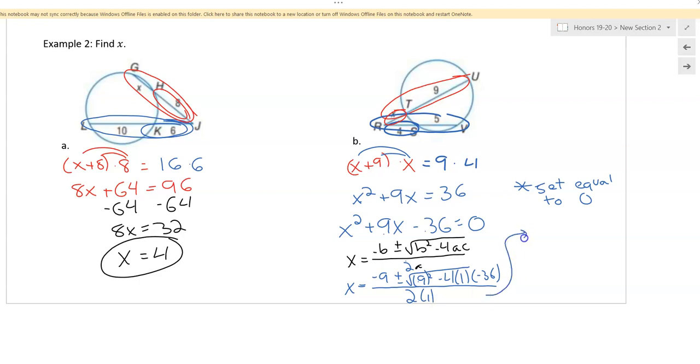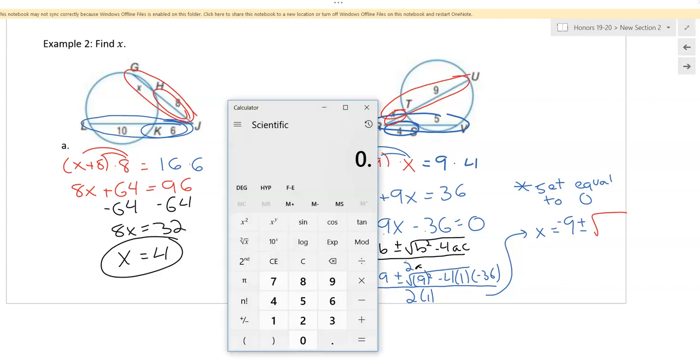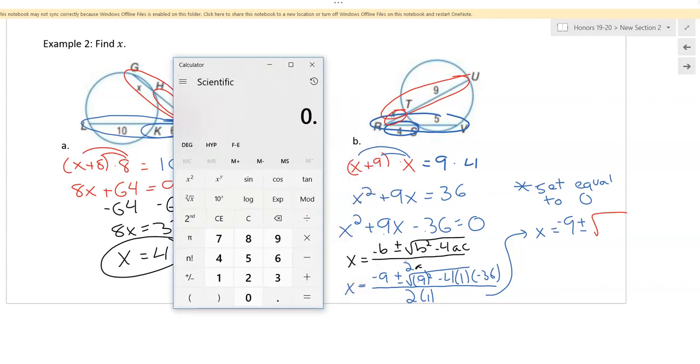So then I'm going to move it over here. I like to do it by typing in what's inside here. Don't type the square root yet, because if it's not a perfect square, you would have to simplify it. Okay, if it is a perfect square, it's nice, but we don't know that yet. So 9 squared, I don't know where my calculator went, so we'll just use this one. 9 squared.